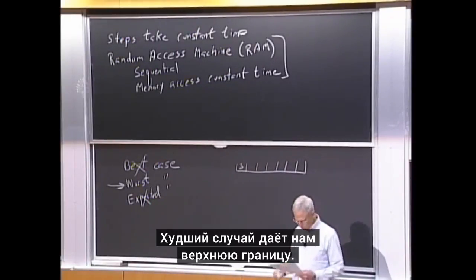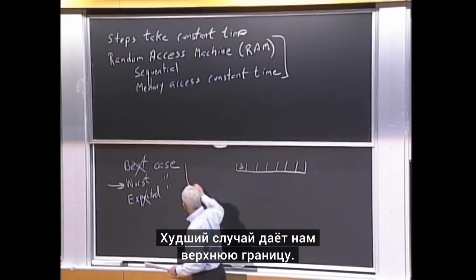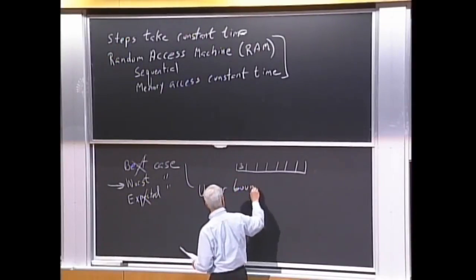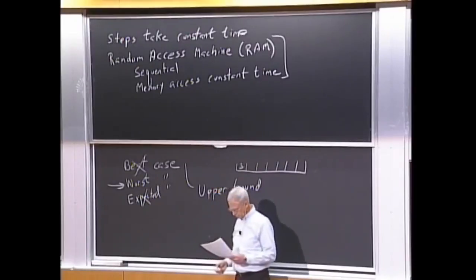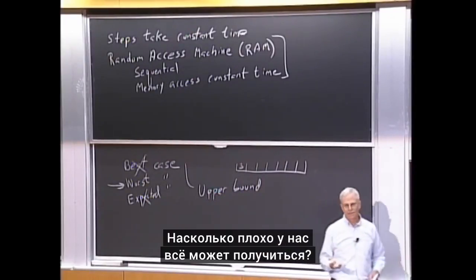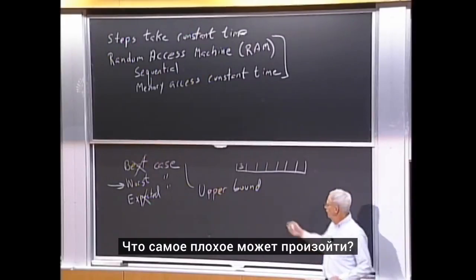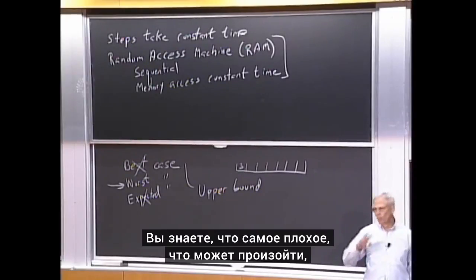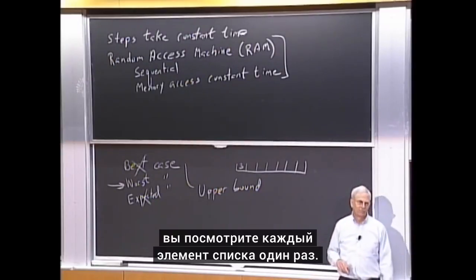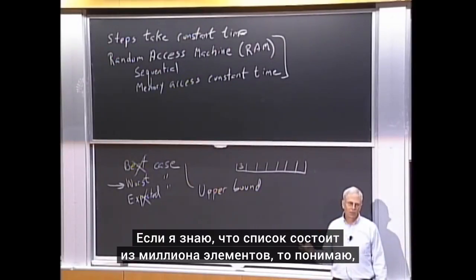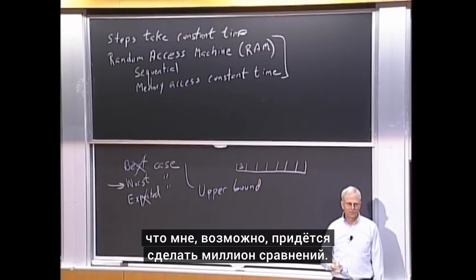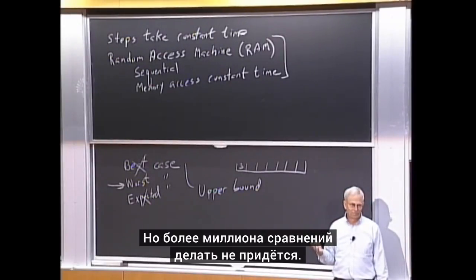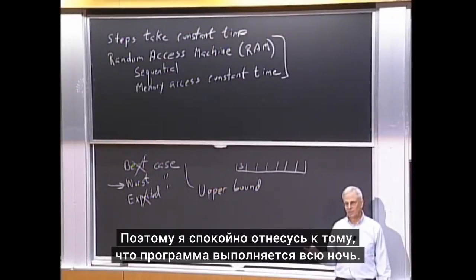What the worst case does is it provides an upper bound. How bad can things possibly get? What's the worst that can happen? And that's nice because it means that there are no surprises. You say the worst that this thing can do is look at every element of the list once. And so if I know that the list is 1,000,000 elements, I know, okay, it might have to do 1,000,000 comparisons, but it won't have to do any more than 1,000,000. And so I won't be suddenly surprised that it takes overnight to run.